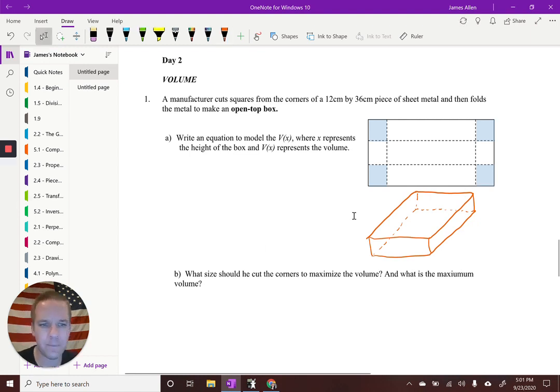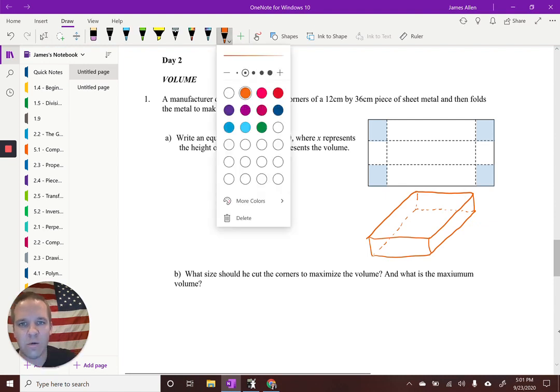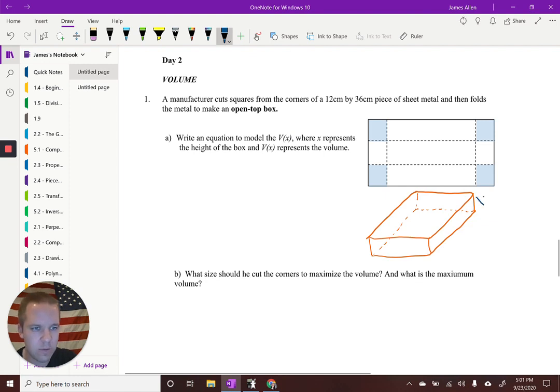All right, so we've got this box here, and when we're saying the height is x, I'll change colors so it's not all orange. We'll go Bears. So we've got an x here. We're talking about when we're folding it up, so that would be these. All these would be x's. I'm going to label all of them. Now it says this part is 36 centimeters, and this is 12 centimeters.